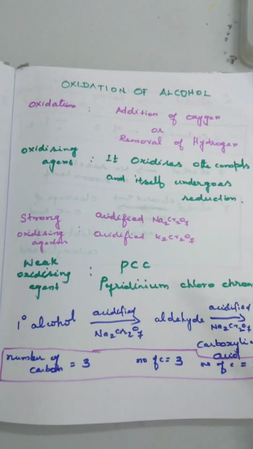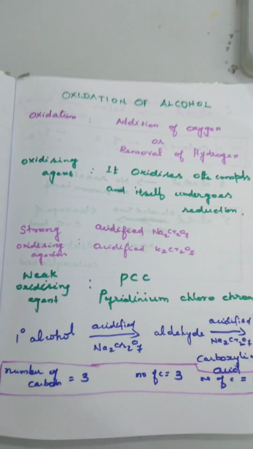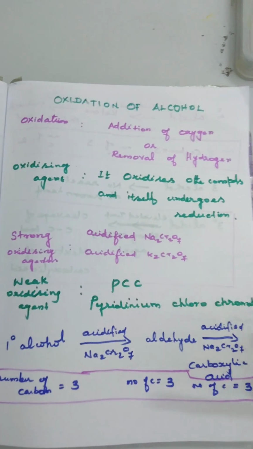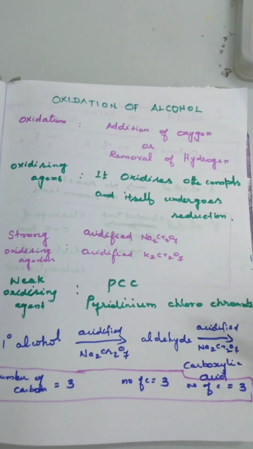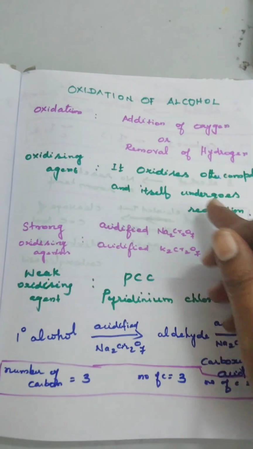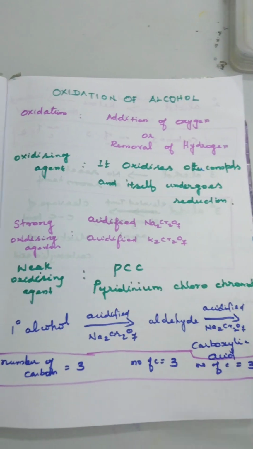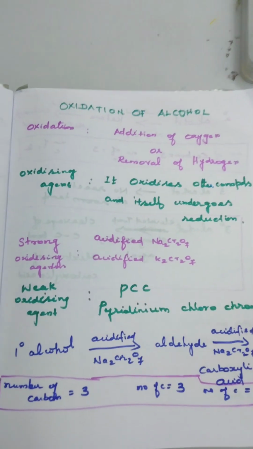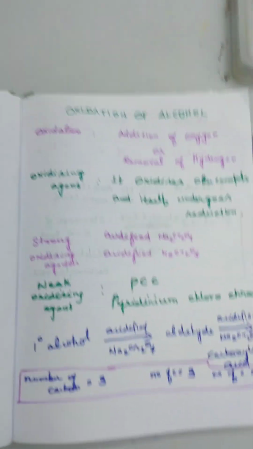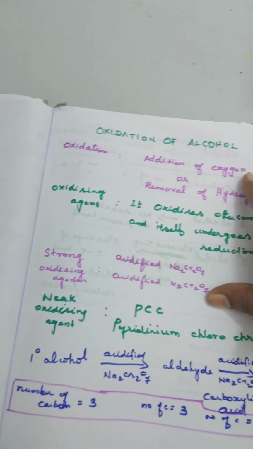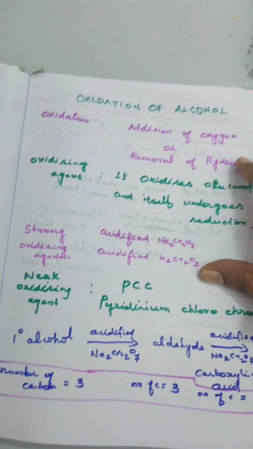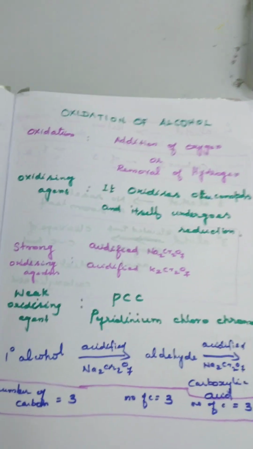Then to carry out the oxidation reaction, you need an oxidizing agent. What is an oxidizing agent? An oxidizing agent oxidizes the other compounds and itself undergoes reduction. So you should have an idea about the oxidizing agent. It oxidizes the other compound. That's why we are using the oxidizing agent, but it itself undergoes reduction. For example, in oxidation, addition of oxygen or removal of hydrogen means the removed hydrogen is taken by the oxidizing agent. You can remember like this.